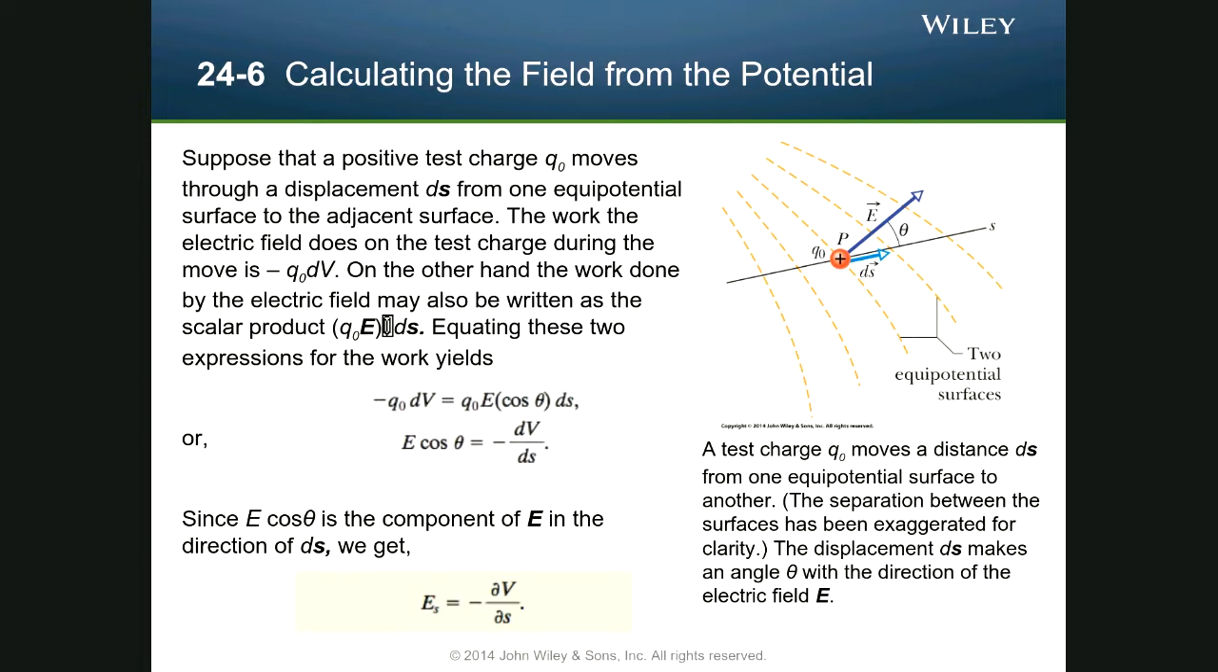So, they're going to say that, given again that E is equal to... hold on. I thought there was going to be a nicer way to do that. V is equal to minus the integral of E dot ds. All right, so basically what they're saying is that if you take the derivative of both sides, dV is going to be equal to minus E cosine theta ds.